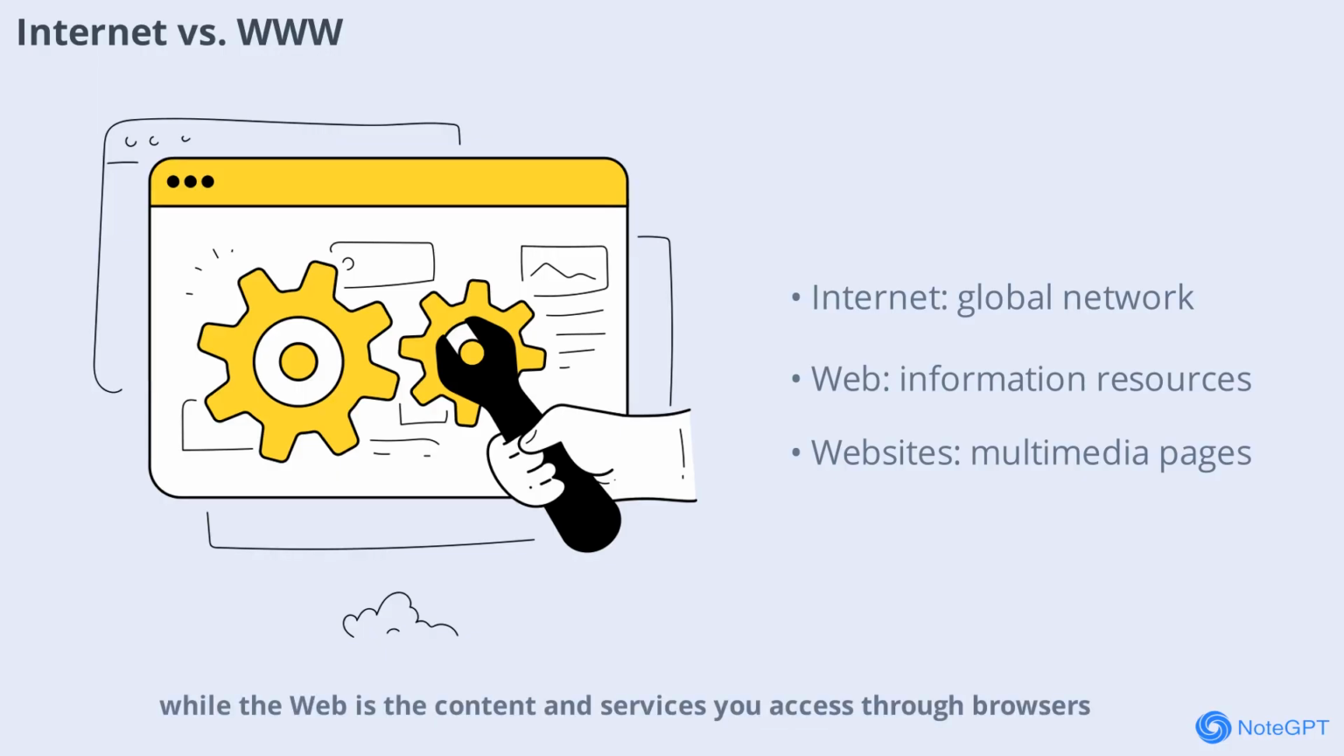Each website consists of web pages, often containing multimedia and hyperlinks, allowing users to navigate a web of information. Understanding this distinction is key to grasping how web applications function.